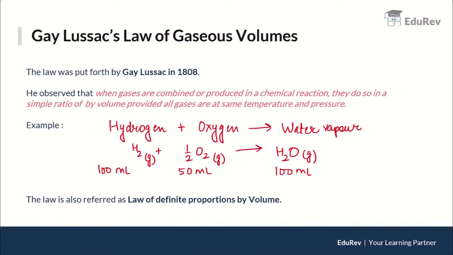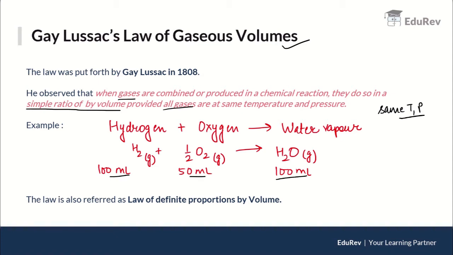The next law is Gay-Lussac's law of gaseous volumes. He was a scientist and he gave this law. What he stated is that when gases are combined or produced in a chemical reaction, they do so in a simple ratio by volume, provided all gases are at the same temperature and pressure. So the condition he took was that the temperature and pressure of all gases should be the same during a chemical reaction. I can explain with an example wherein 100 ml of hydrogen combined with 50 ml of oxygen to yield 100 ml of water vapor.